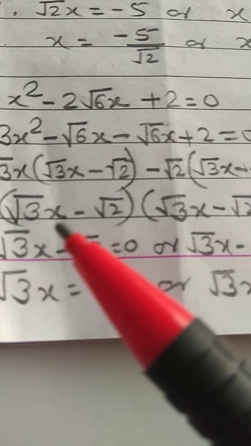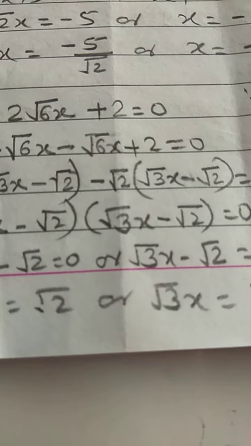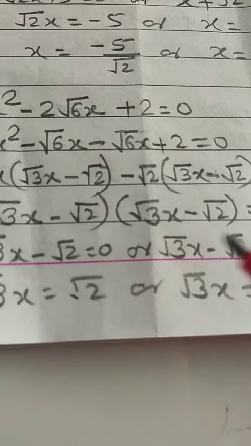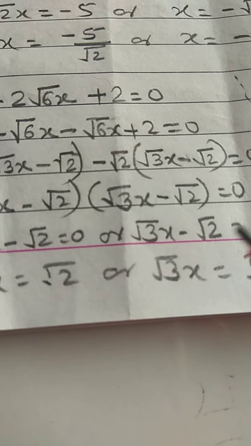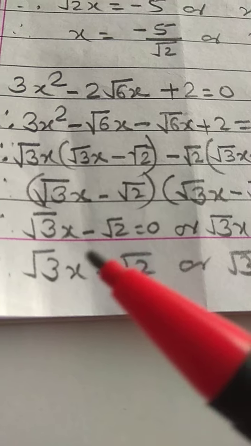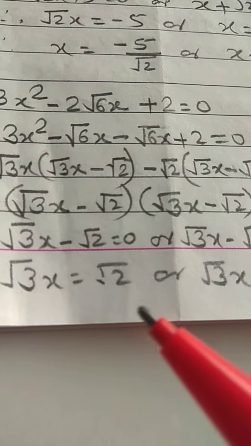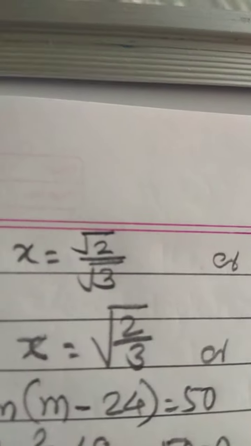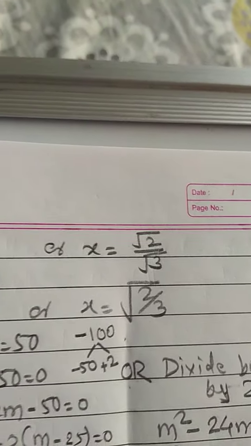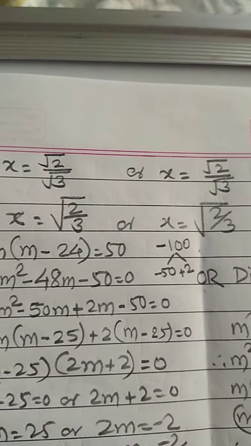As the product of these two brackets is 0, that is product of the two numbers is 0, either both of them are 0 or one of them is 0. Therefore root 3x minus root 2 is 0, or root 3x minus root 2 is 0. That is root 3x is equal to root 2, therefore x is equal to root 2 by 3. Okay, see here, x is equal to root 2 by 3, same thing here. This equation has only one root.